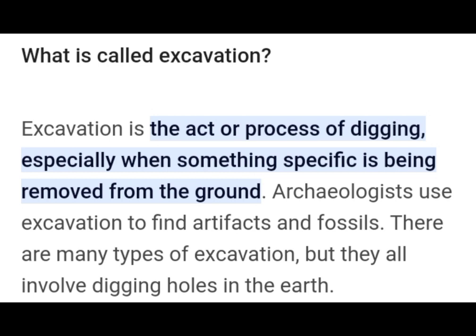Today I'm going to explain excavation. What is called excavation? Excavation is the act or process of digging, especially when something specific is being removed from the ground. Use excavation to find artifacts and fossils. There are many types of excavation, but they all involve digging holes in the earth.